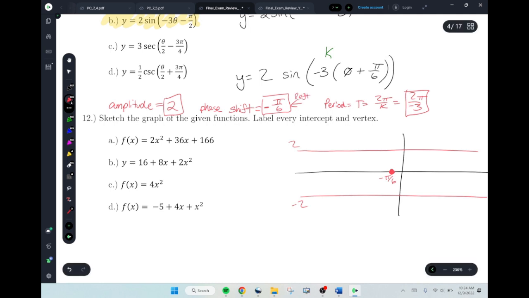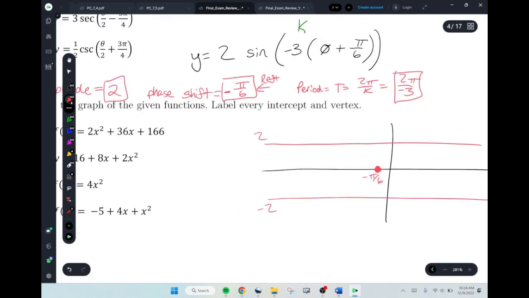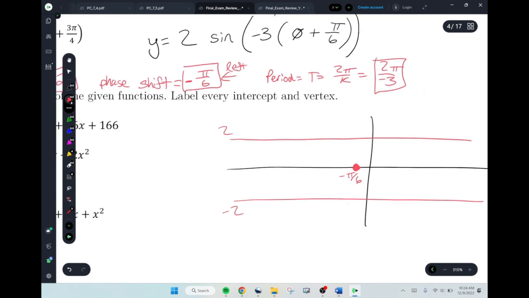I was just saying I would give you credit. If you put pi over 6 to the left, if you wrote that out on the blank, I would give you credit because, yeah, you get it. That's what we're doing. Are you reading my things? Yeah. Ooh. That's not good. It's not good or bad. Answers are answers. It doesn't matter who grades them.